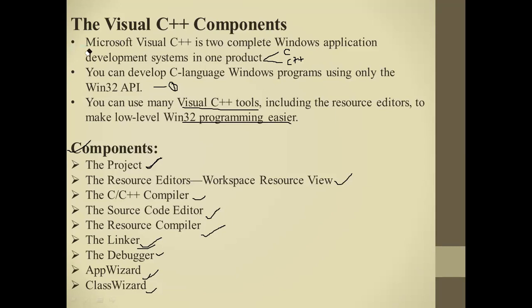Clear? If you ask what Microsoft Visual C++ is, it is two programming languages: one is C and the other is C++. But if you install Microsoft Visual 2019, apart from these two, it also supports some recently developed high-level languages like Java and Python. But in your course, it is limited to C and C++, so we will not discuss the other supported languages. Clear? And these are the components.